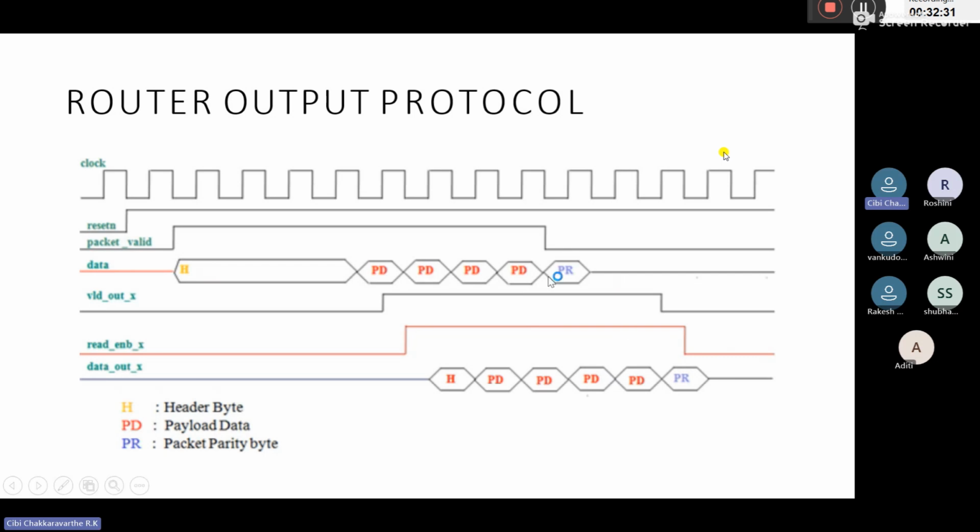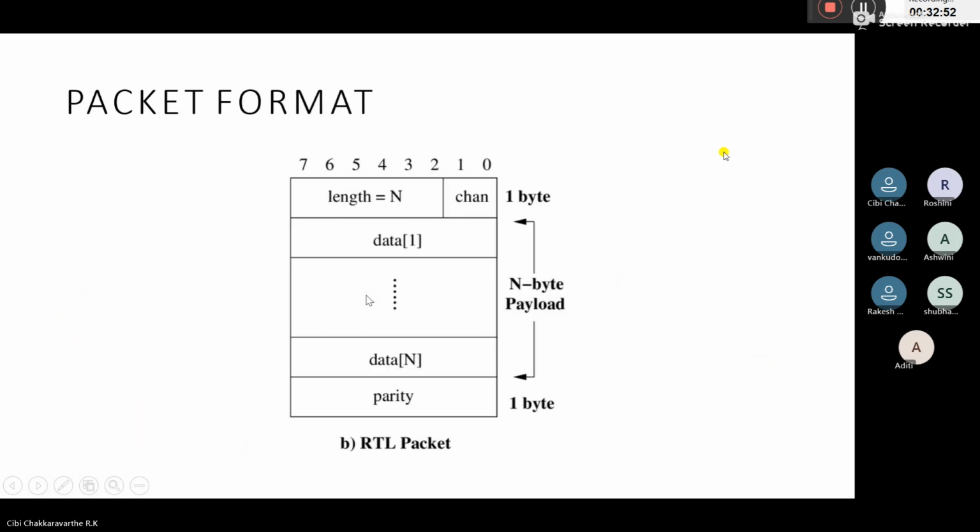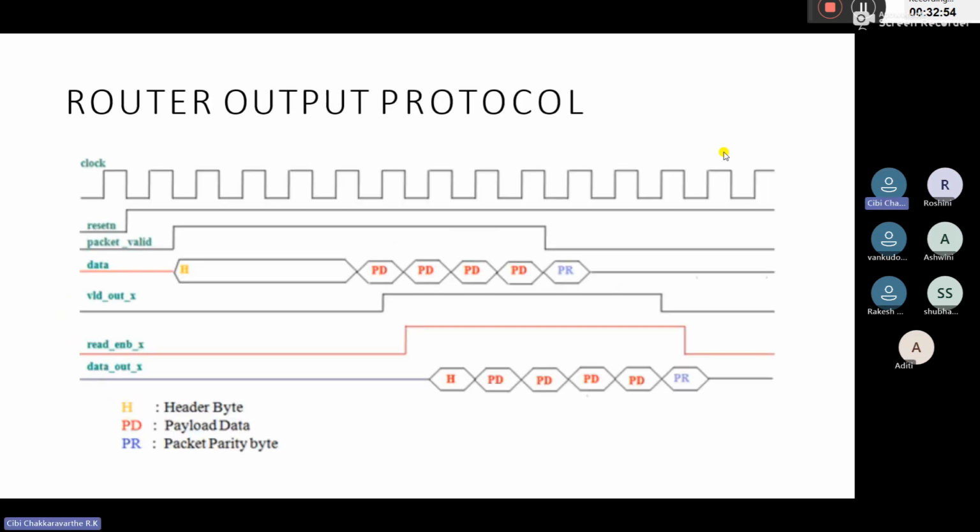As I told you before, for checking this parity, our packet valid should not be high. It is not necessary. So when our read enable is high, our data is delivering to the destination side. That is what data out is. So this is what the waveform actually shows.